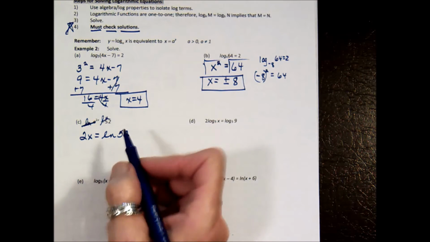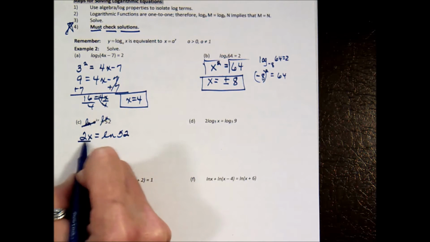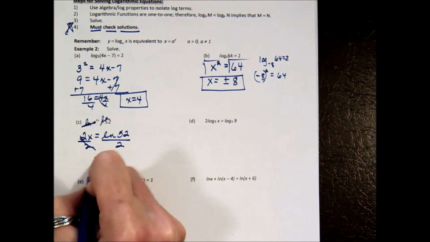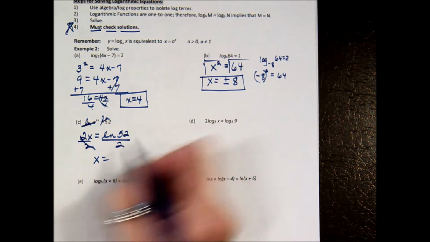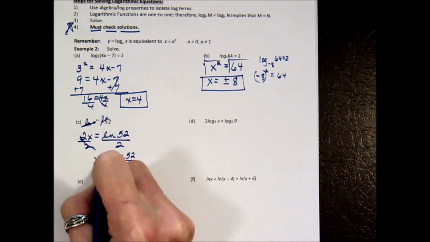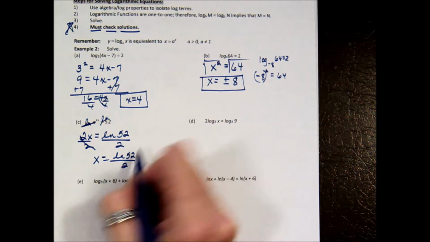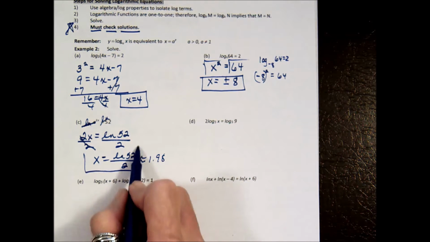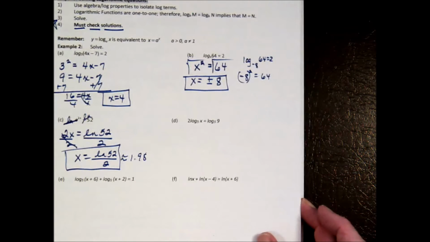So now all I have to do is divide both sides by 2. Now be very, very careful. This is not equal to 26. It's ln of 52 divided by 2, not ln of 52 divided by 2. Put that in your calculator and make sure that you can get 1.98 because that's what it should equal approximately.